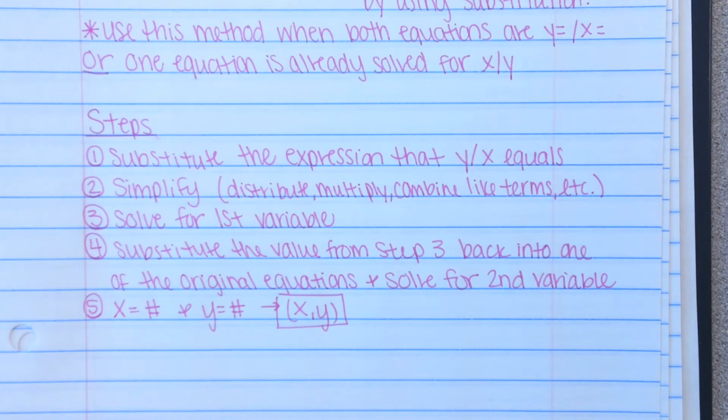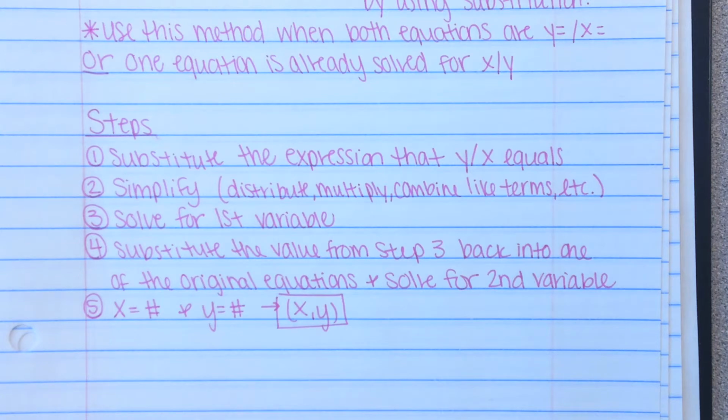Before we get started with some examples, here are some steps that you can follow to do substitution. I recommend that you write these down so if you get stuck or need to look back at them later, you can. But after we do a couple of problems, you probably won't need them. You'll probably get the hang of the process. But first, we're going to substitute the expression that y or x equals. So you're going to be given at least one y equals or x equals equation. You're going to take the expression that variable is equal to, and you're going to plug it into the other equation. Then you're going to simplify. You can simplify by distributing, multiplying, combining like terms, things like that. It just depends on the problem that you're given.